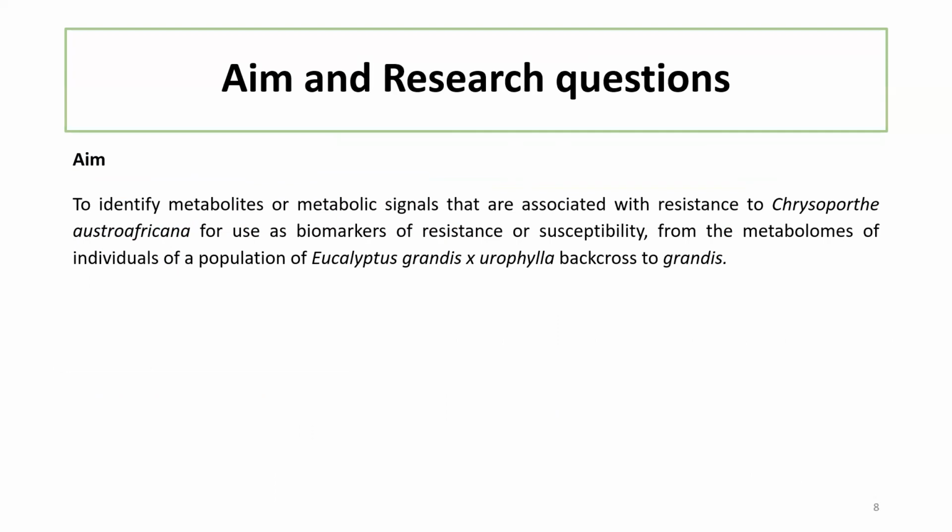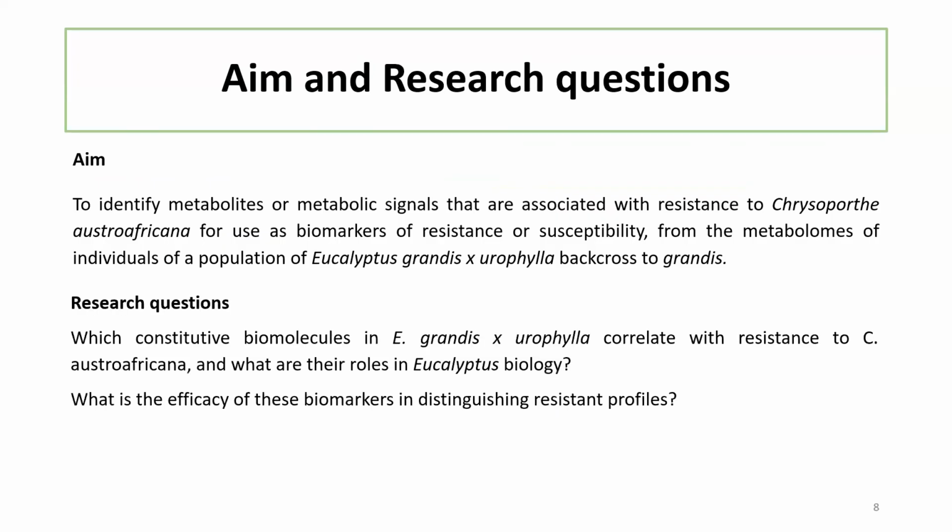So I want to find these metabolites or signals that are associated with resistance to Chrysoporthe. And we have some questions about that. We want to know, okay, which ones correlate with them and what is their role in eucalyptus biology? What do these terpenoids do? When are they activated, kind of thing? And then a bit more practical, how well can they be used to distinguish resistant profiles? Will they actually be valuable in breeding trials or not? That is the set of questions we want to answer with my project.